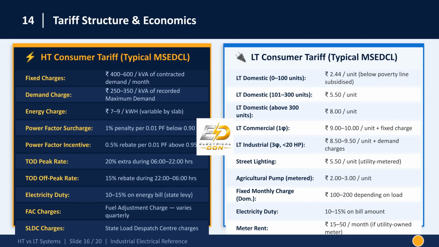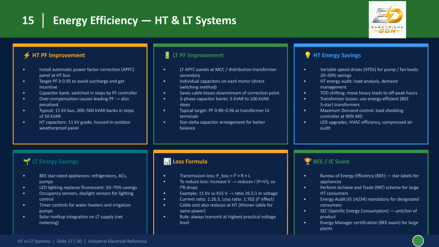Comparing tariff structures, HT consumers face fixed and demand charges, an energy charge based on slabs, and surcharges for poor power factor. LT tariffs are typically per unit, tiered by consumption for domestic users, and include fixed monthly or demand charges for commercial and industrial users. Energy efficiency in HT involves power factor correction using APFC panels to avoid penalties. LT improvement is done at the distribution level or on individual motors. Energy savings can be achieved through VFDs, load shifting to off-peak hours, and using BEE-rated appliances and LED lighting.